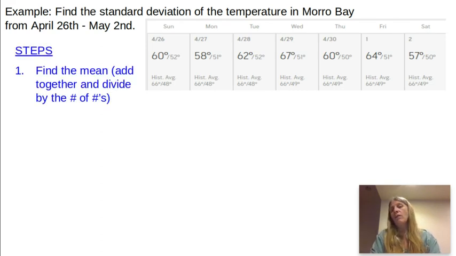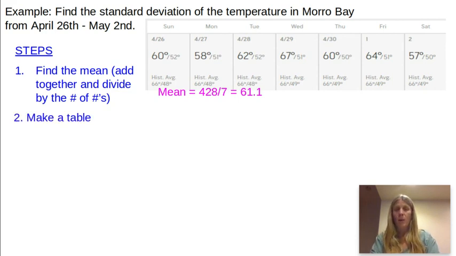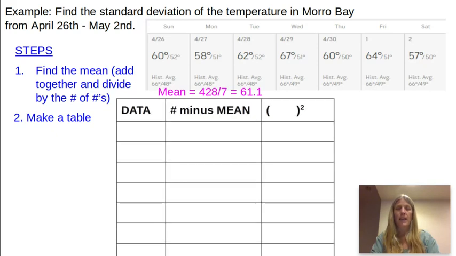Our first step is we're going to find the mean. So we're going to add all of these temperatures together and divide by 7. That's 428 divided by 7. So we have a mean temperature over this week of 61.1 degrees. We're then going to make a 3-column table. The first is our data, where we're simply going to put all of our data points, which is our temperatures each day, in order from least to greatest.